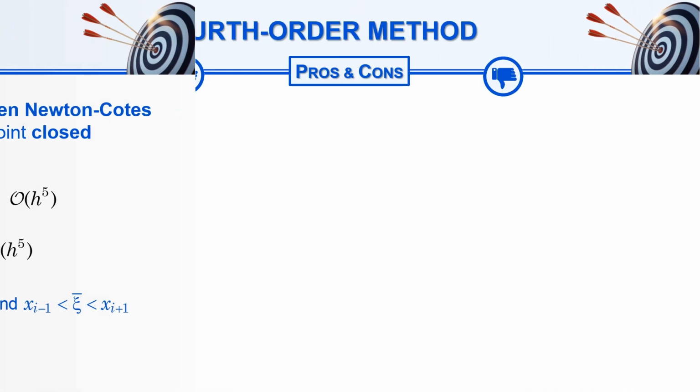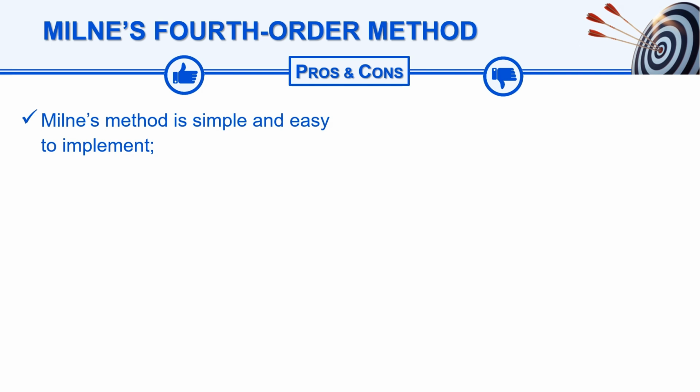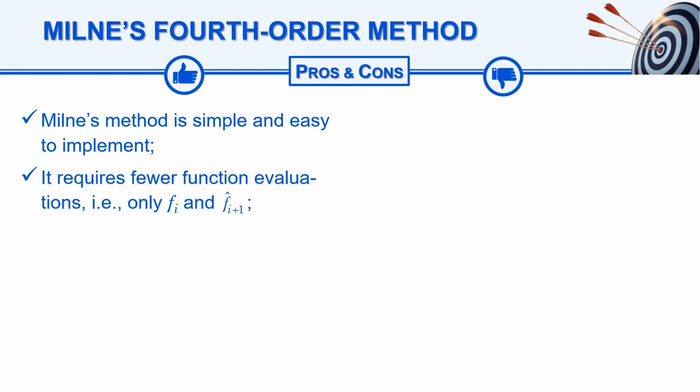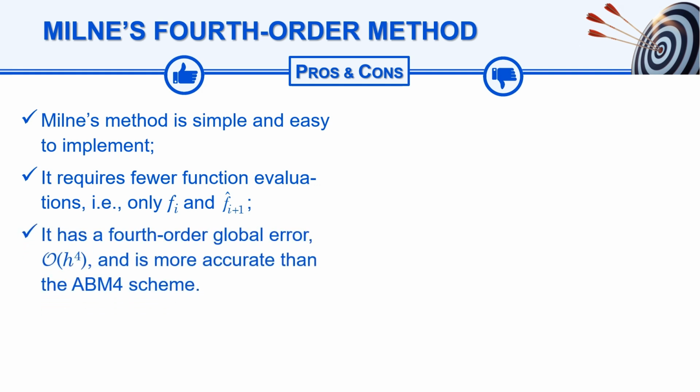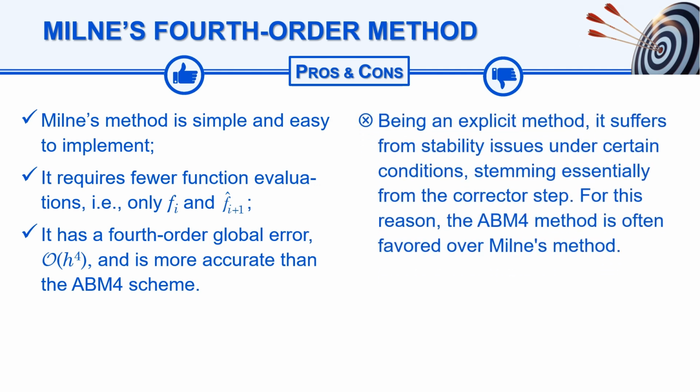The advantages of Milne's method are: Milne's method is simple and easy to implement. It requires fewer function evaluations, i.e., only f_i and f̂_{i+1}. It has a fourth-order global error and is more accurate than the ABM4 scheme. The disadvantages of Milne's method are: being an explicit method, it suffers from stability issues under certain conditions, stemming essentially from the corrector step. For this reason, the ABM4 method is often favored over Milne's method.